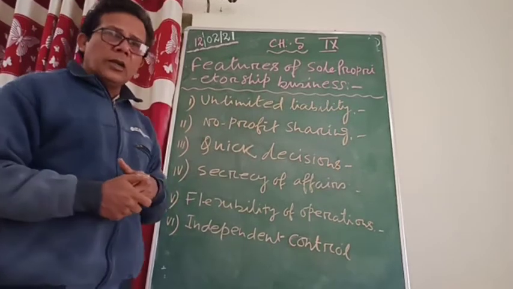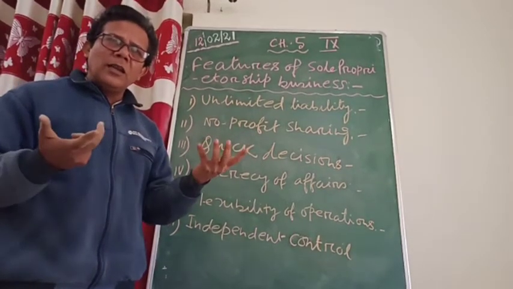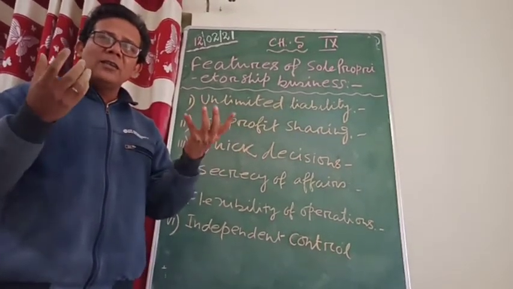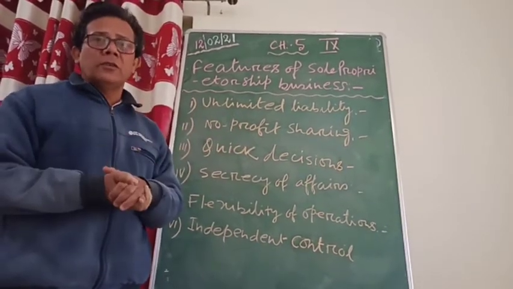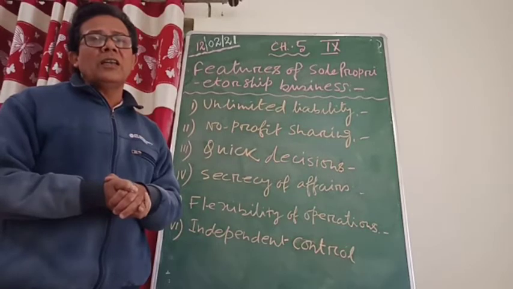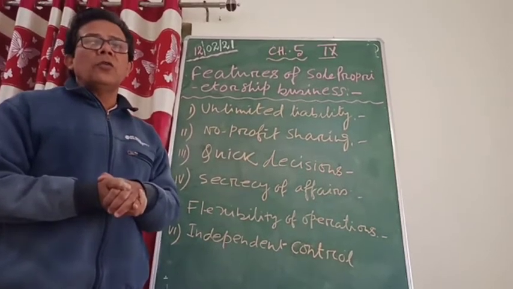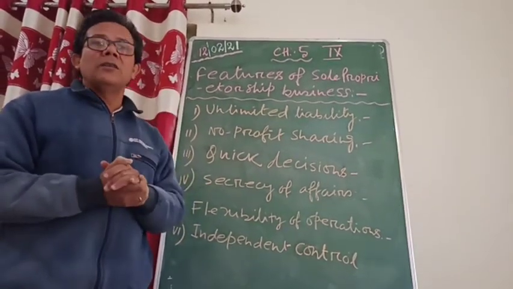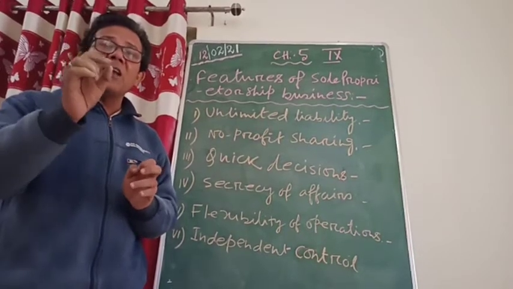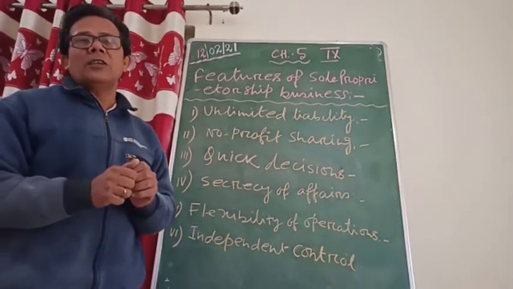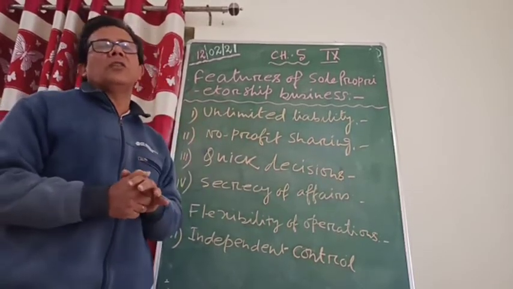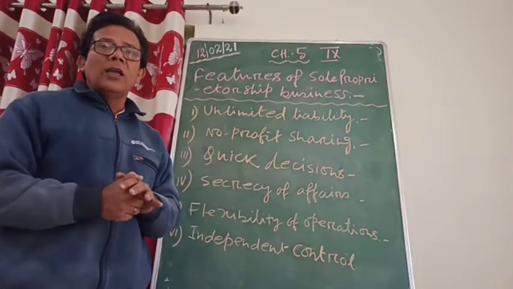Next, quick decision. Why quick decision? Because the sole proprietor is the all and sole, the head and everything of a business. So whenever he is going to take any decision, he is not going to discuss with anyone else. The decision is being taken by the owner himself.